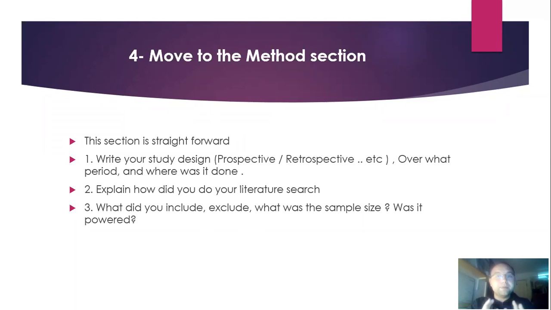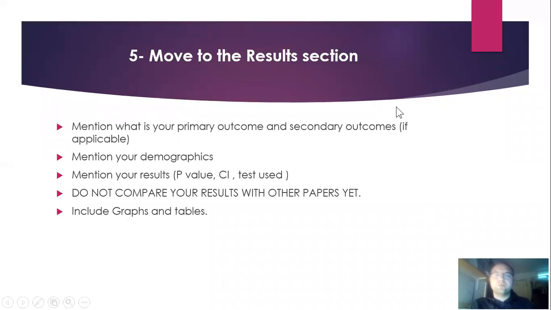What was the sample size, and how did you calculate it? Whether you used a statistician, and whether it was powered, which means you found the number that will be significant towards your results. Again, this is just a hint about how to write the method section. It should be relatively straightforward when we start writing it. Then you move to the results section.